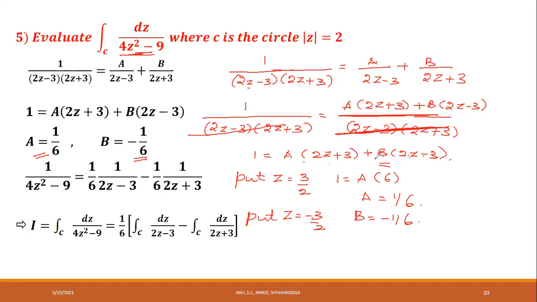So we obtained both the constants. A is equal to 1 by 6 and b is equal to minus 1 by 6. Therefore, 1 divided by 4z square minus 9 is resolved like this: a divided by 2z minus 3 plus b divided by 2z plus 3. Substituting, a is 1 by 6 divided by 2z minus 3 and b is minus 1 by 6 divided by 2z plus 3.